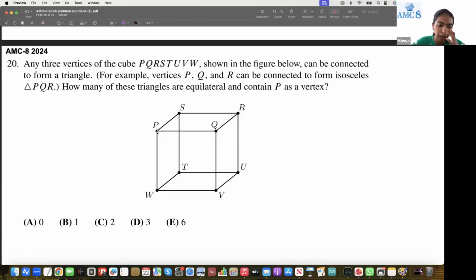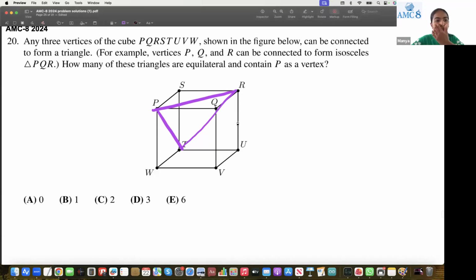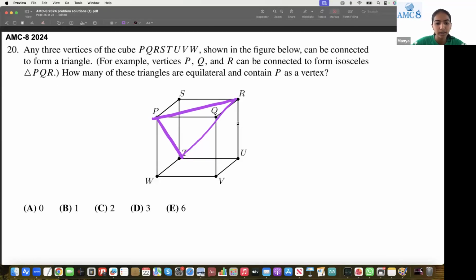We have P to T on here. P to T, right? This is the diagonal. And then we have T to R, and then R to P. This length right here may not look equilateral since we're looking at the inside of the cube. But if we change the angle of the cube, this would be equilateral, since T to R and T to P should be the same.